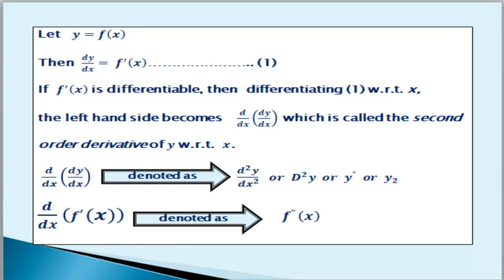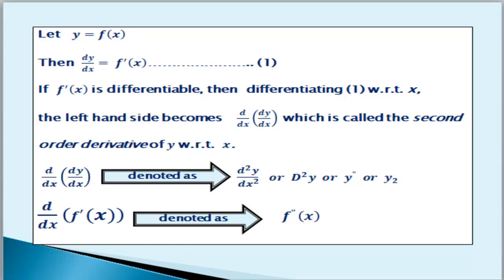Now this notation, derivative of dy over dx with respect to x, is also denoted as d square y over dx square, or with capital D with exponent 2 you can say D square y, or y double dash, or y2. In the same manner, the first derivative of y with respect to x, also written as f dash x, can also be denoted as y dash or y1. And if it is in terms of f dash x, its derivative with respect to x, that means we are doing the second order derivative, then the notation can be f double dash x. So these are a few notations for second order derivative.